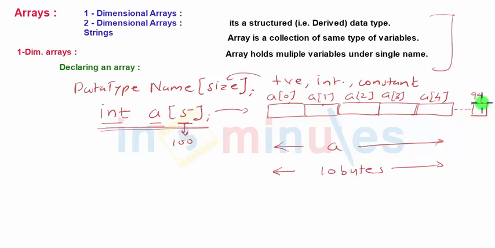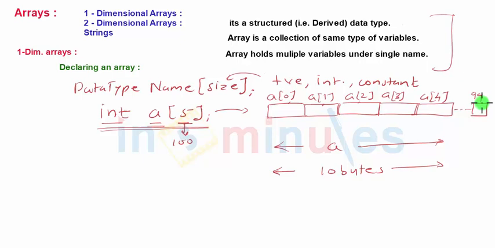See, for example, I got 100 variables with names A0, A1, A2 up to A99. I want to know what the 75th variable is. The 75th variable will obviously be A of 74. What is the 13th variable in the array? It is A of 12. What is the 59th variable in the array? It is A of 58.